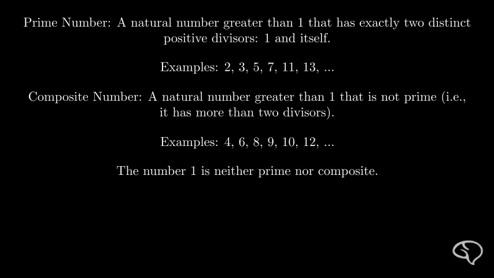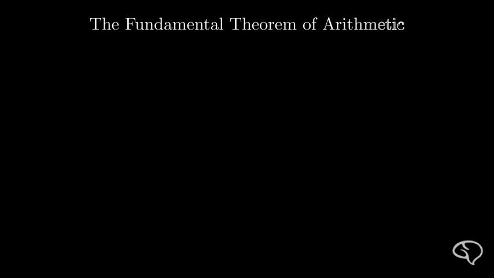So, to recap, we've defined prime numbers as having exactly two divisors, composite numbers as having more than two, and the number 1 as being in a category of its own. These are the building blocks for our next topic. Now that we understand prime and composite numbers, we can talk about the main idea behind prime factorization. This idea is so important in mathematics that it has a special name, the fundamental theorem of arithmetic.